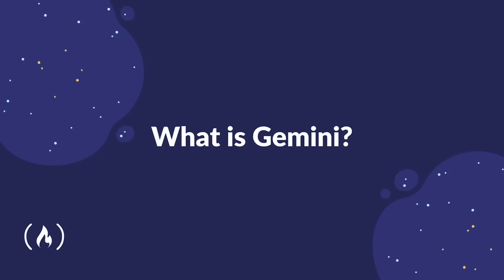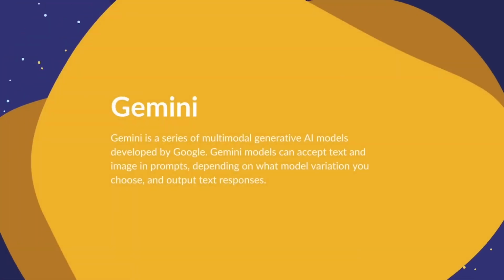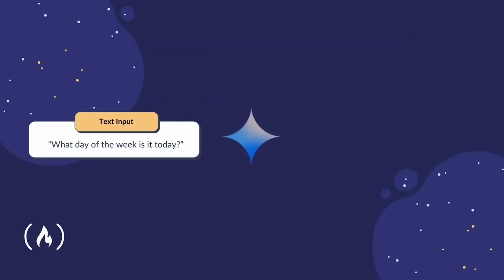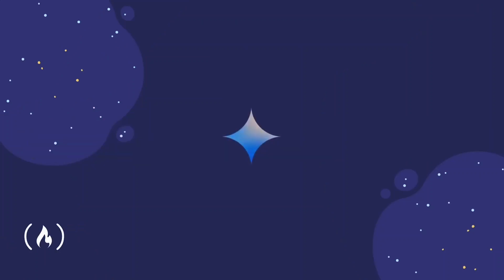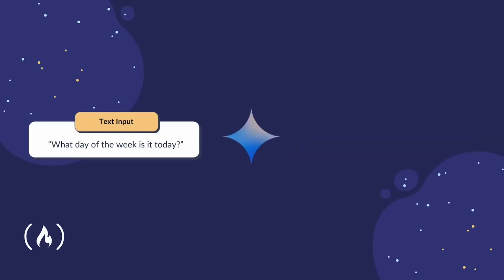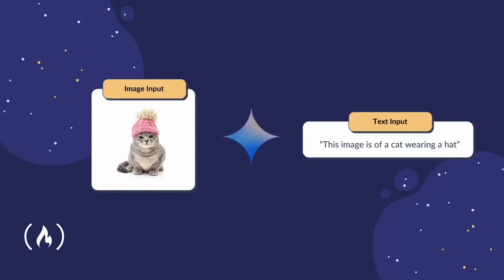What is Gemini? In the least amount of words, Gemini is a series of multimodal generative AI models developed by Google. Gemini models can accept text and image in prompts, depending on what model variation you choose, and output text responses. What this means is that we can feed in text prompts, such as what day of the week is it today, and we can receive responses back, such as it is Wednesday. And not only that, we can feed in images as prompts too. So I can feed in a picture of a cat in a hat, and we can ask what is in the photo, and we should receive back a text response.